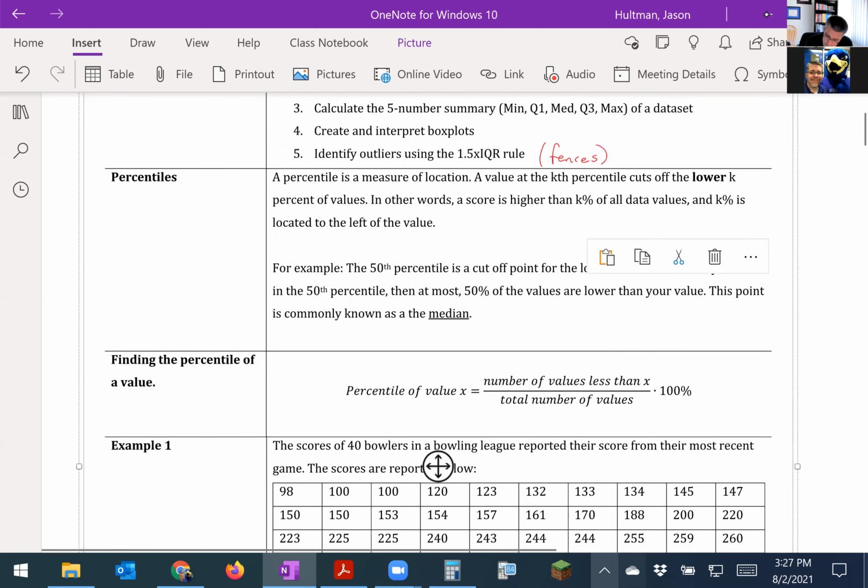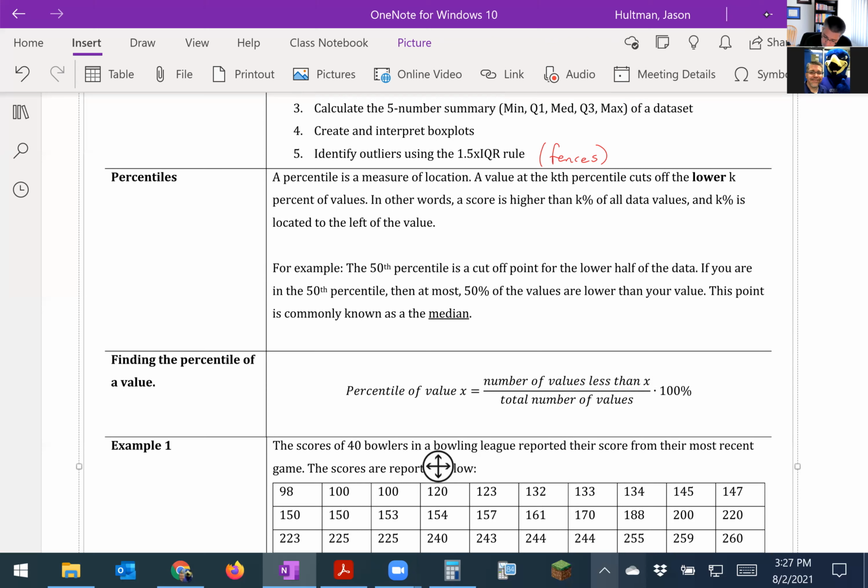Okay, percentile. A percentile is a measure of location. A value at the kth percentile cuts off the lower k% of the values. In other words, a score is higher than k% of all data values, and k% is located to the left of the value.